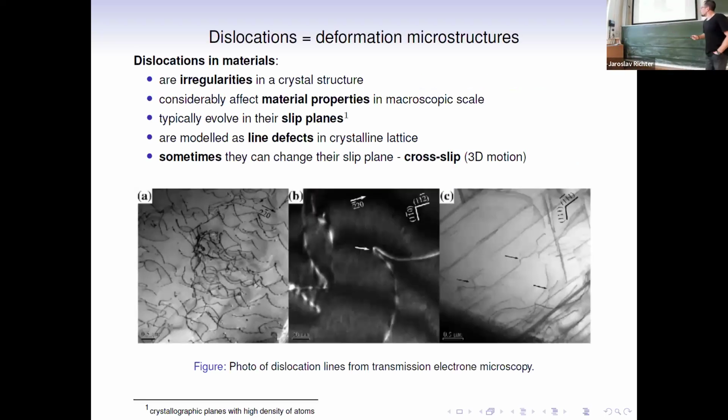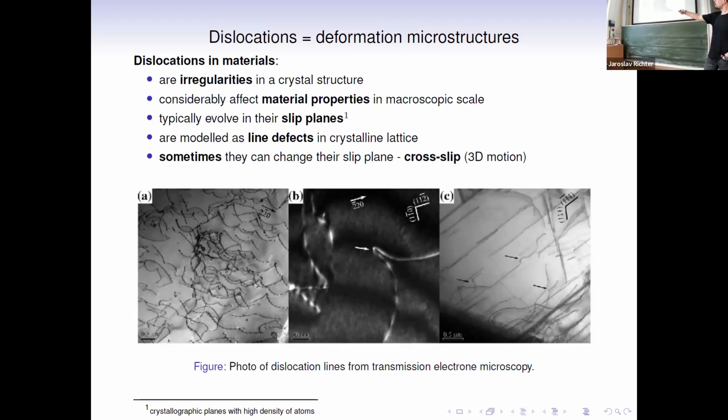So today I'm going to talk mostly about the dislocation dynamics and a little bit about the curve evolution problems. Because we are mainly mathematicians, let me briefly introduce what we are talking about. If you look at these pictures A, B, and C, these are photos from transmission electron microscopy of some material samples which have been subject to some strain test.